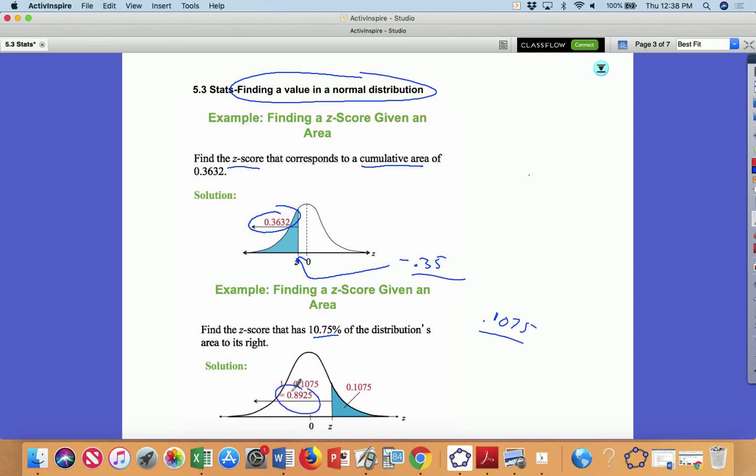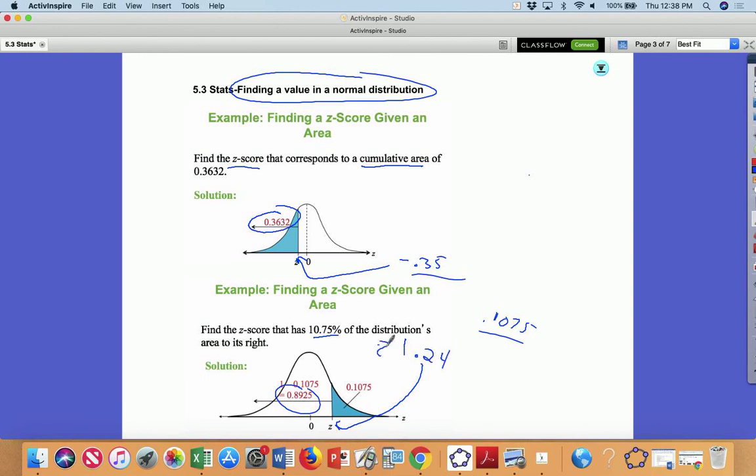Again, the only way that the table works is the area to the left. Some people are getting confused. Just because you shade it, that doesn't mean that when you look in the table, it's going to give you the shaded area. It's always going to give you the area to the left, so you figure out what you need from that. But look up a cumulative area of 0.8925 and find the z-score that has that amount to the left of it. Very good.